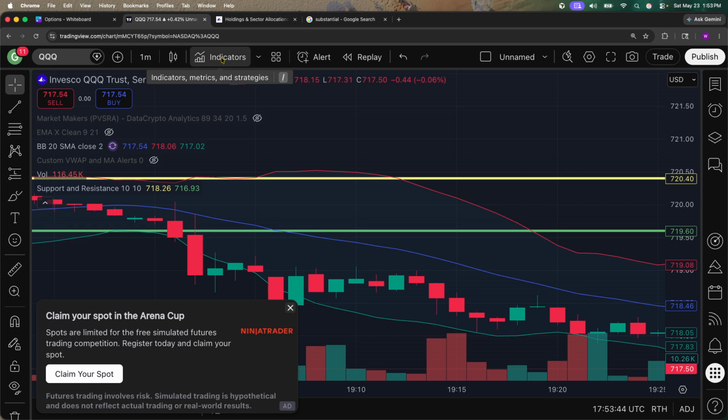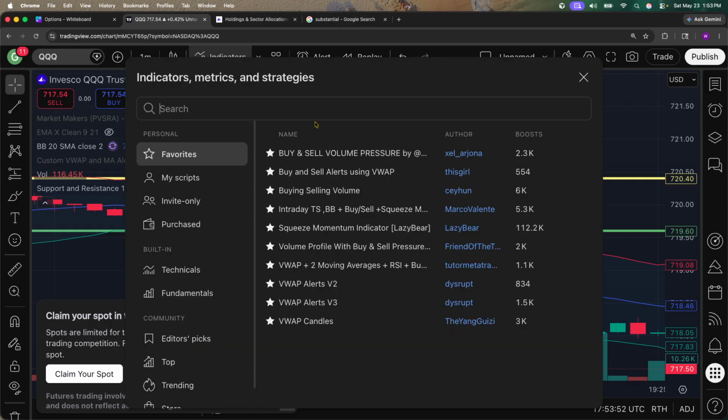All right, so you see here where it says indicators, right? Indicators, metrics, and strategies. These are different strategies that we can use in order to build our 0DTE strategy, right?